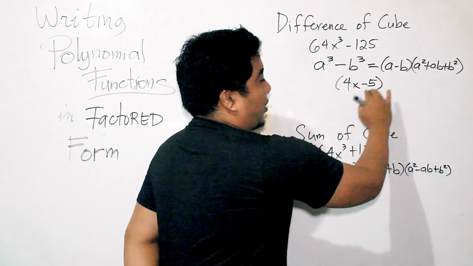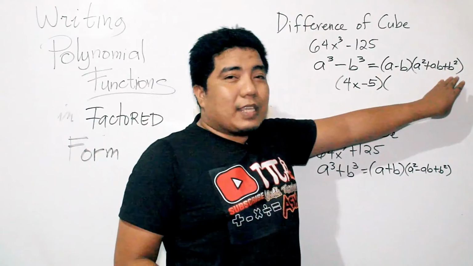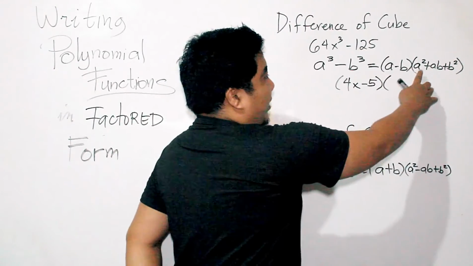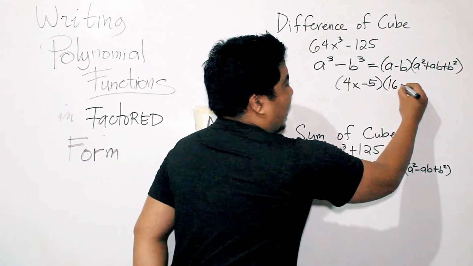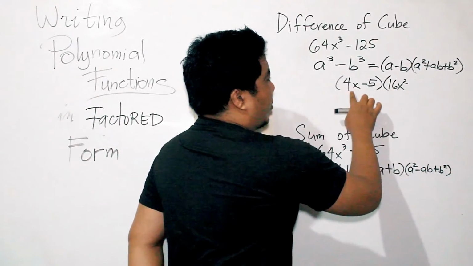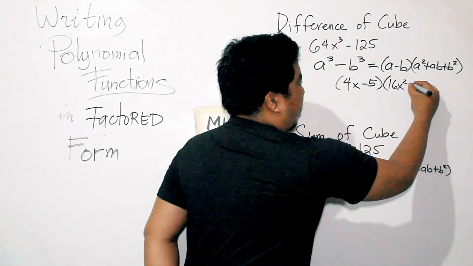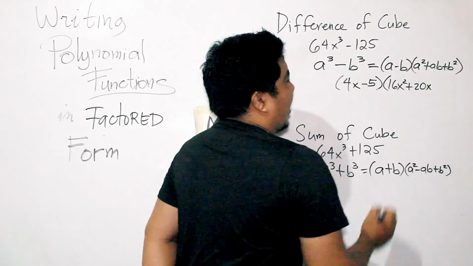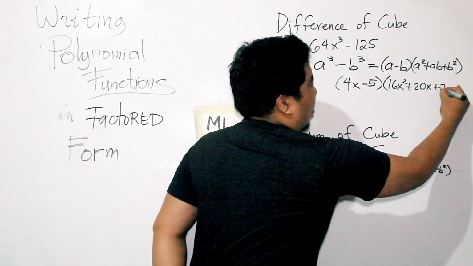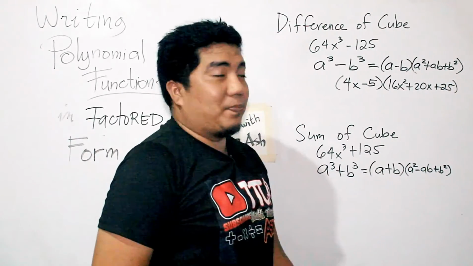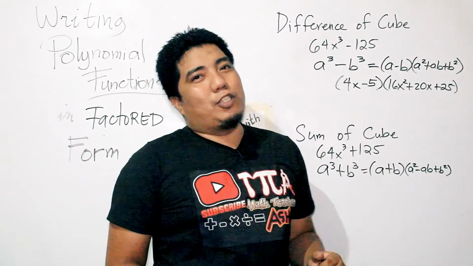So we have our first binomial. For the trinomial, you just use the given notation, starting with a squared. So you square 4x, and that is 16x squared. Then a times b, so 4x times 5, that is positive 20x. And then the square of 5 is 25, so plus 25. Easy, right? So you now have the factored form of the difference of two cubes.